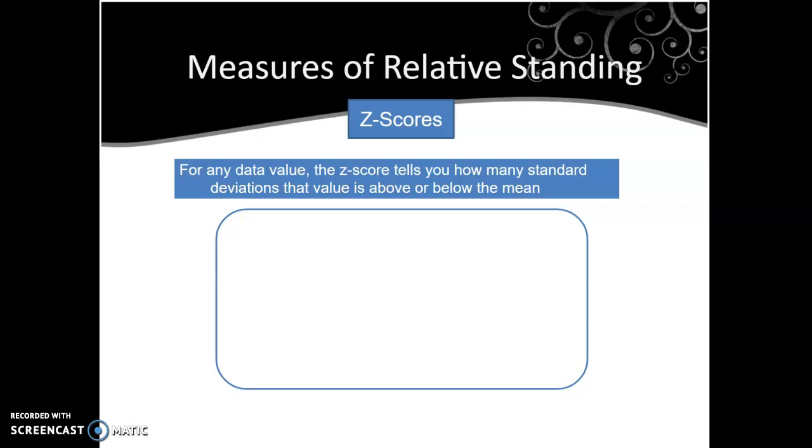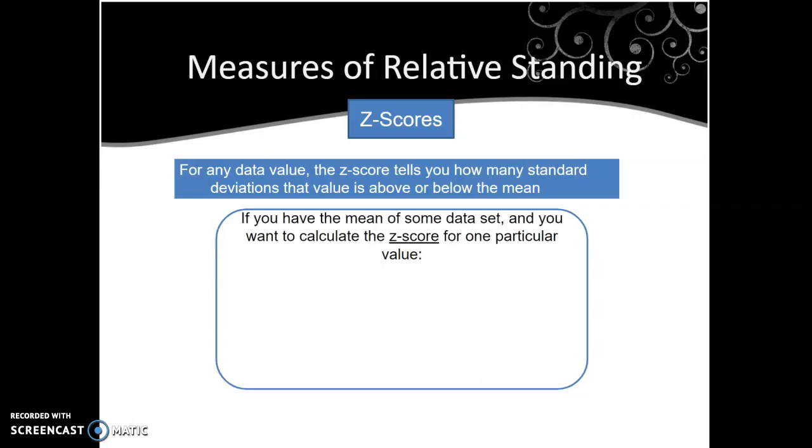So if your particular test score is much, much better, it might be 1.5 standard deviations above the mean or above the average. In other words, you would have a z-score of 1.5. Or if your test score is just a little bit below the average, you might have a z-score of negative 0.5.